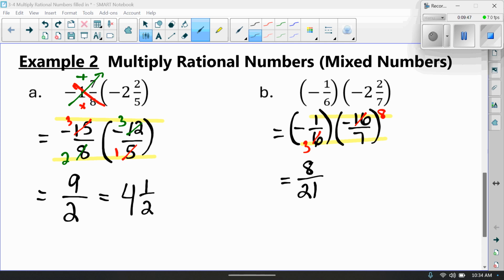So the only thing that we can simplify is the 6 and the 16. Is everybody with me? Okay? So we can divide those 6 and 16 by 2. So 6 divided by 2 is 3. And 16 divided by 2 is 8. And then we multiply straight across. Everybody with me? So 1 times 8 is 8, and 3 times 7 is 21. And a negative times a negative is a positive.